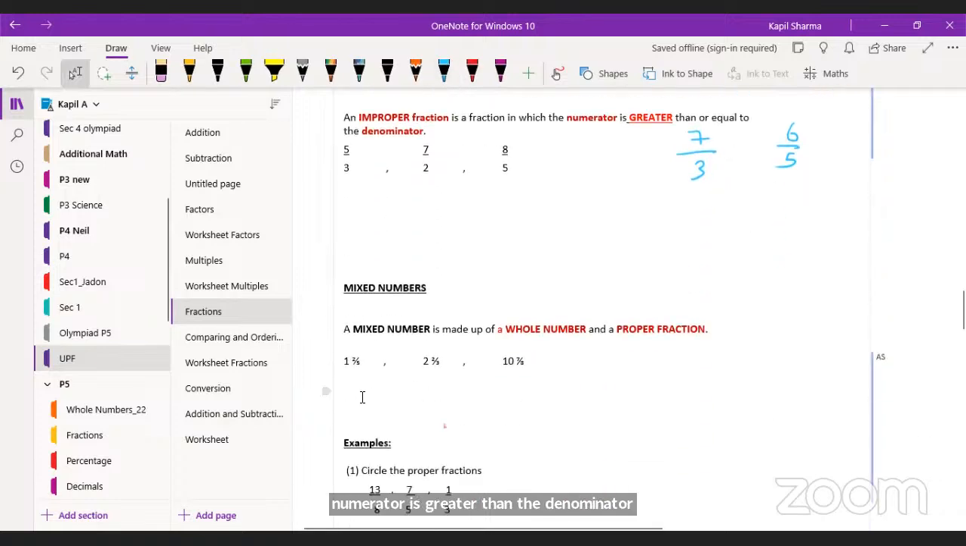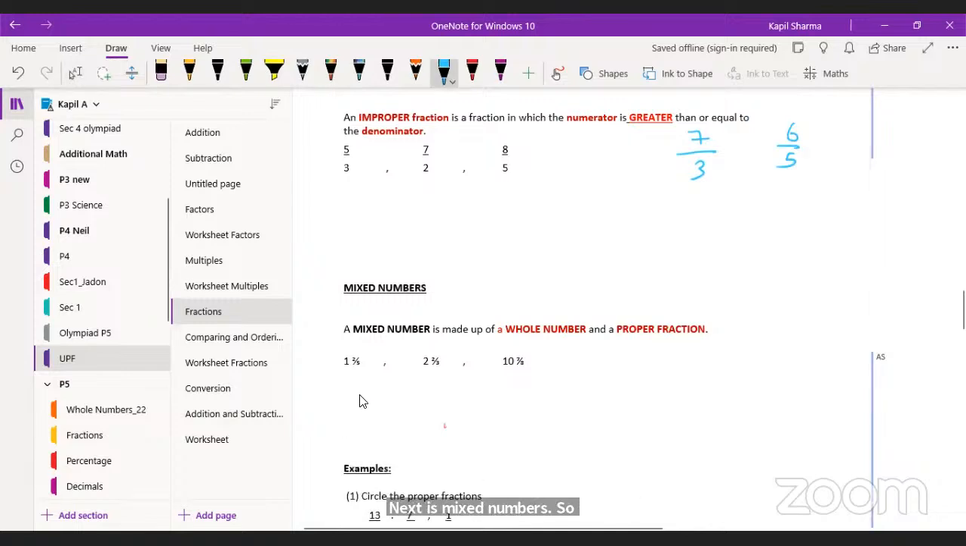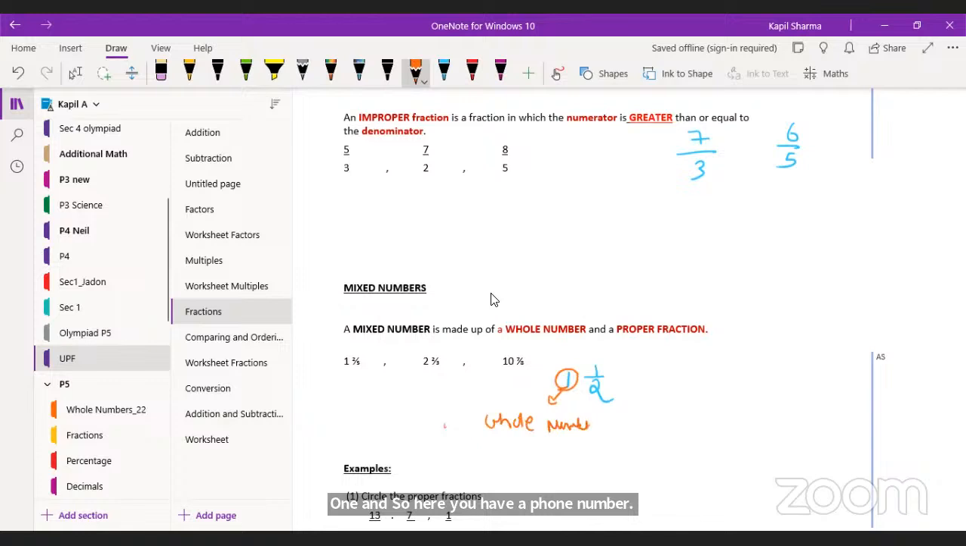Okay. Next is mixed numbers. Mixed numbers are made up of a whole number and a proper fraction. Let's say if I write 1 and 1/2, 1 and a half. So here you have a whole number and a fraction. Okay, so this is a mixed number.